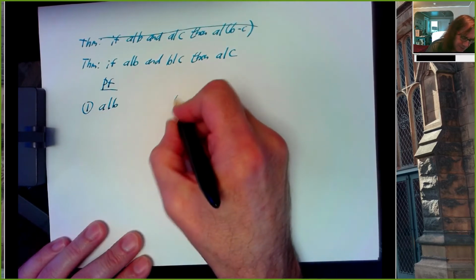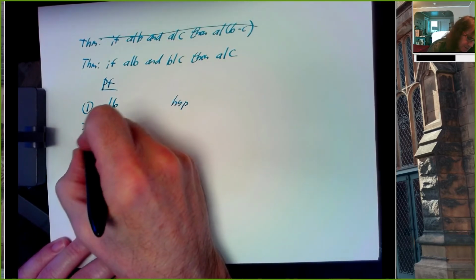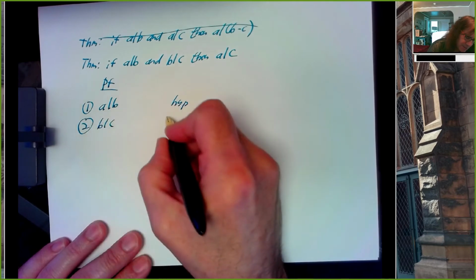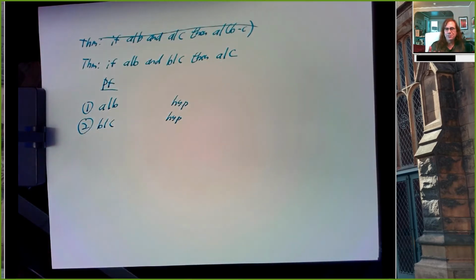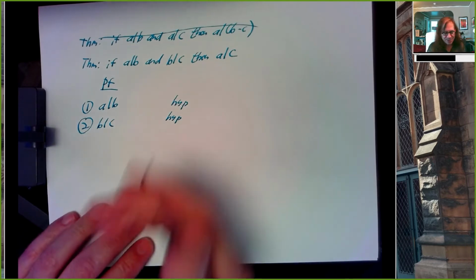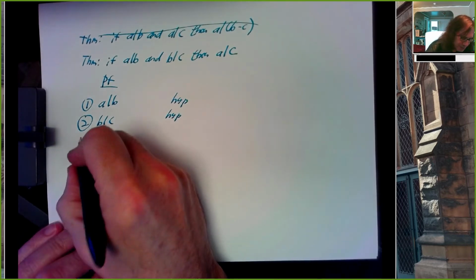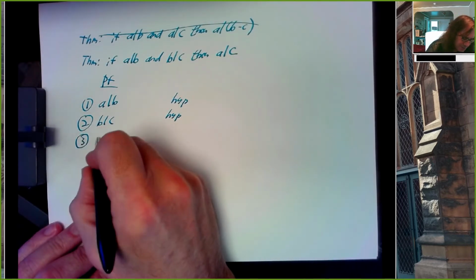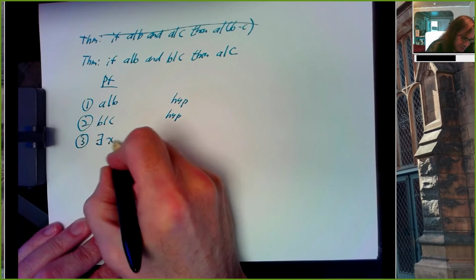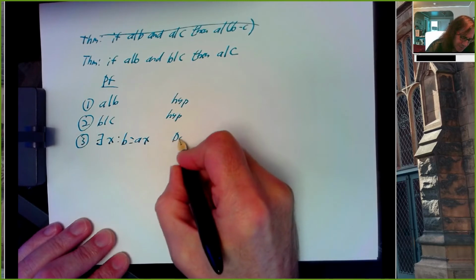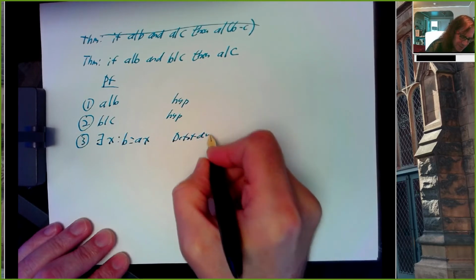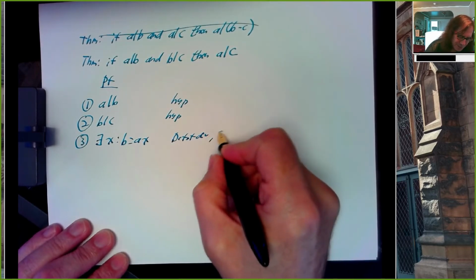So 1, A divides B, that's a hypothesis. 2, B divides C, that's a hypothesis. And you can write all your hypotheses in the beginning, or you can write them down as you need them. Sometimes there's red herrings in here that you won't actually use, but I'm just going to write down my hypotheses first, and then I'm going to use the definition of divisibility. So there exists an X such that B equals A times X. That's the definition of divisibility applied to statement 1.